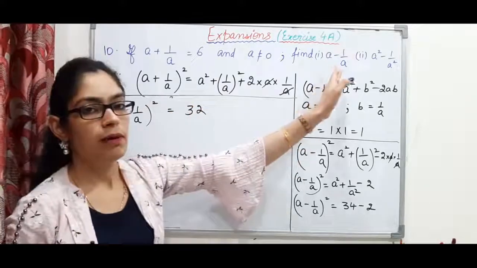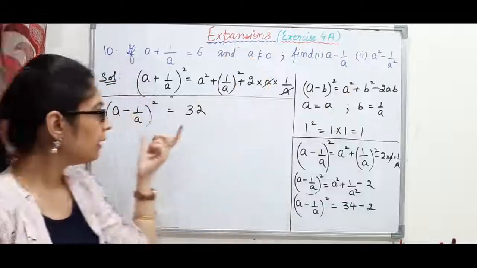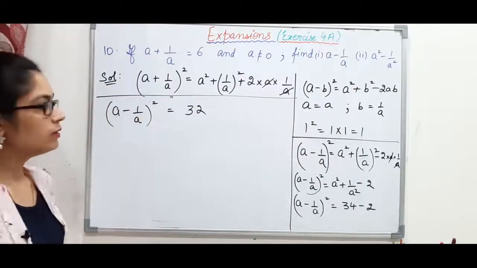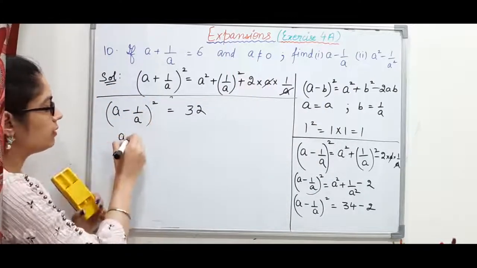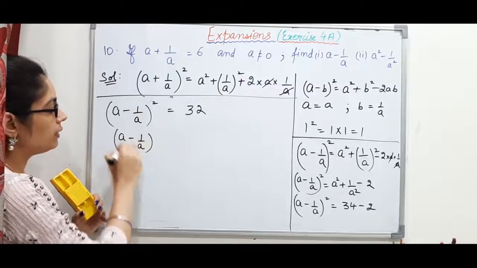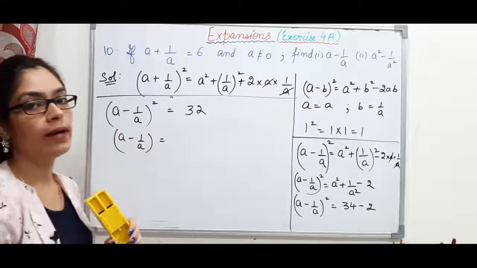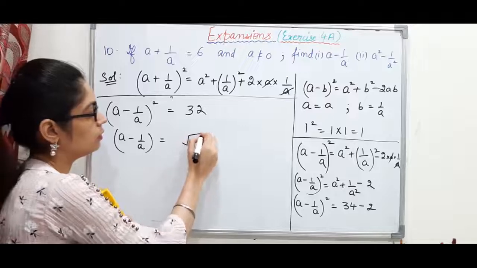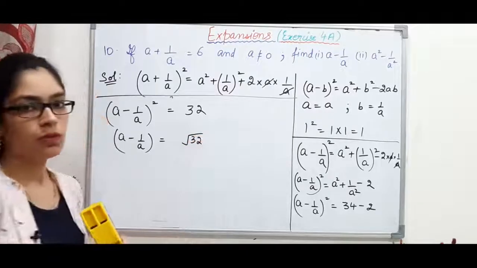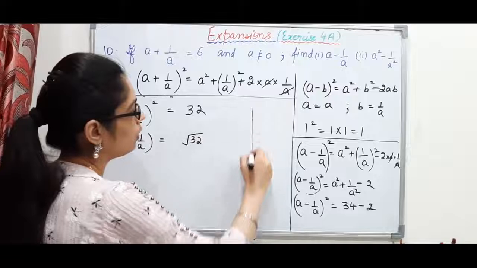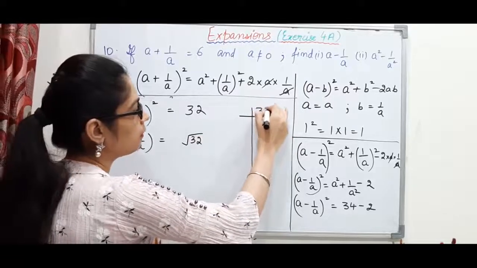But we only need the value of a minus 1 by a. Here it is squared also. So this square we will shift to the other side, and when a square shifts to the other side it becomes a square root. So it will become square root of 32. So square root of 32 we can solve now. So we will make the factors of 32.